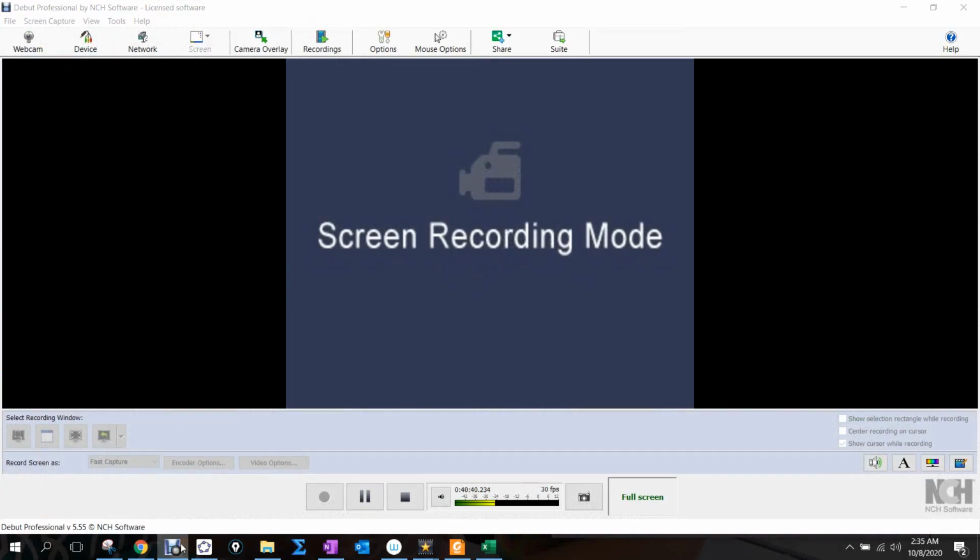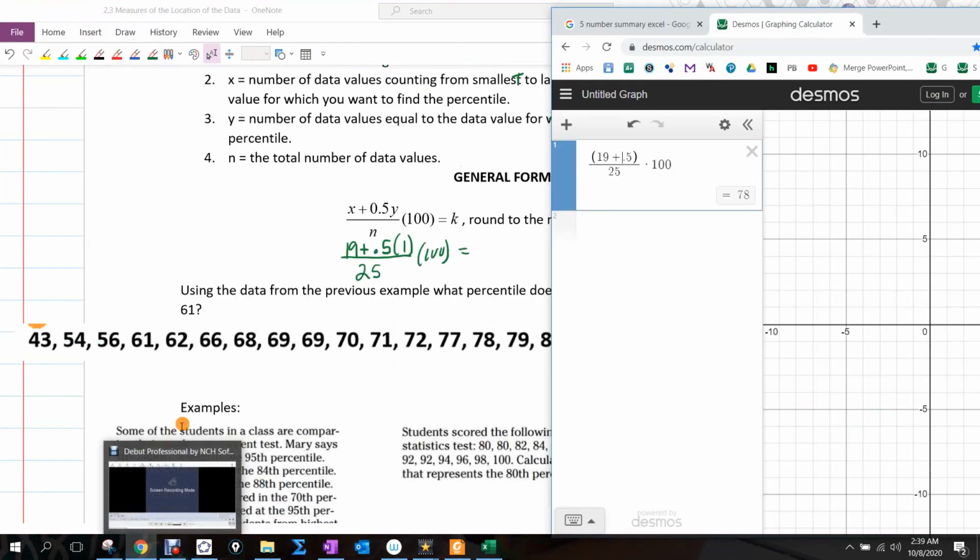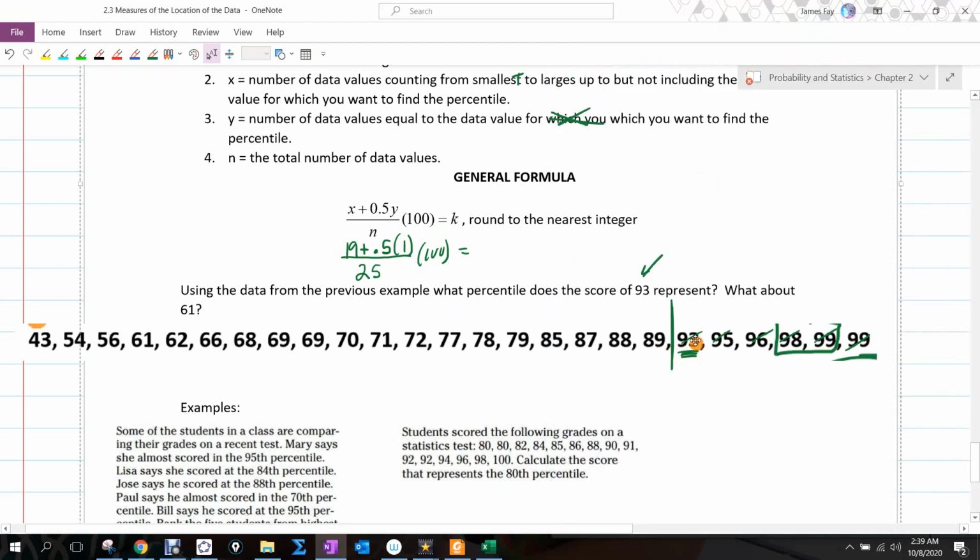So when I plug that in, I apologize, I had a multiplication sign here. So 19 plus 0.5 times 1, all over 25, times 100, 78. So a score of 93 means that I am in the 78th percentile, which means that I have done better than or the same as 78% of the people who have taken this test.